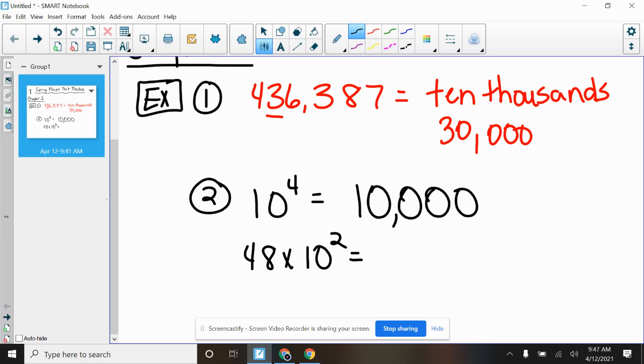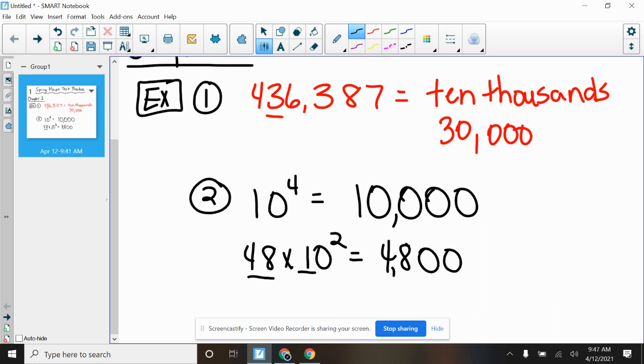That's a lot harder how you just did it. If I were you, I would just multiply the numbers that aren't zero first. 48 times 1 is? 48. And then the exponent tells me to add how many zeros? 2. So your answer is 4,800. That's a lot easier. Okay? You all good with that skill?